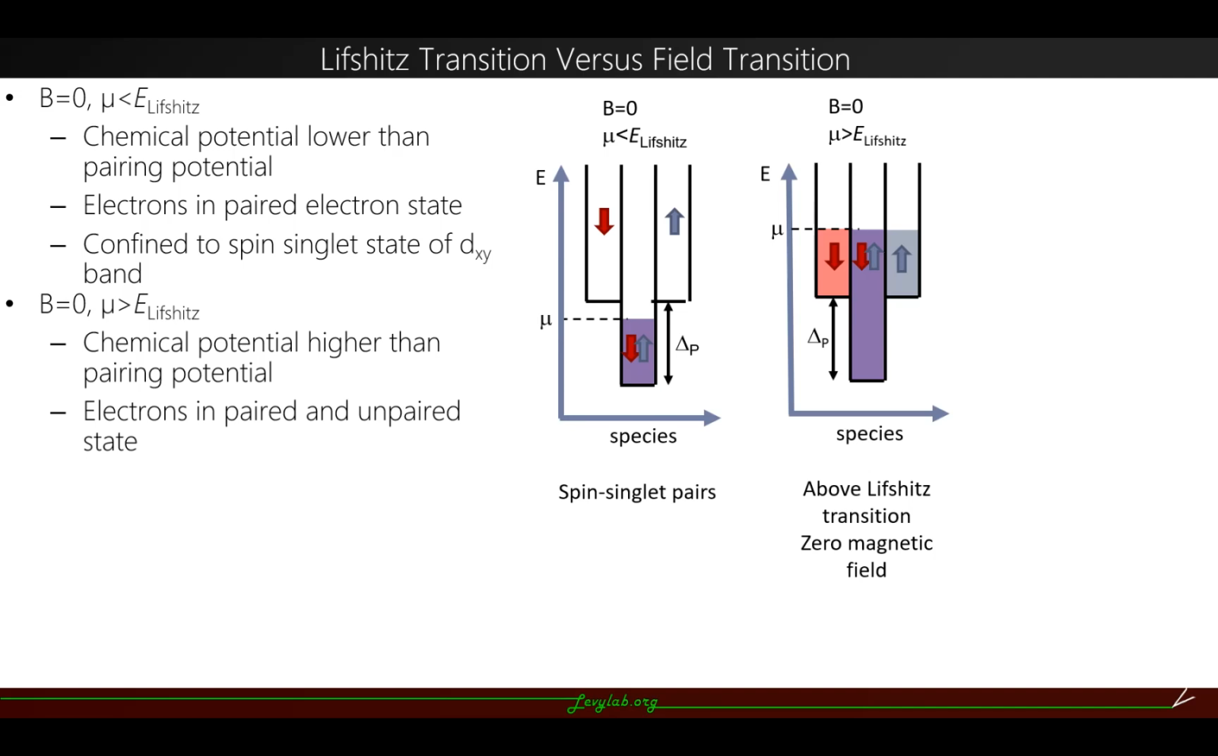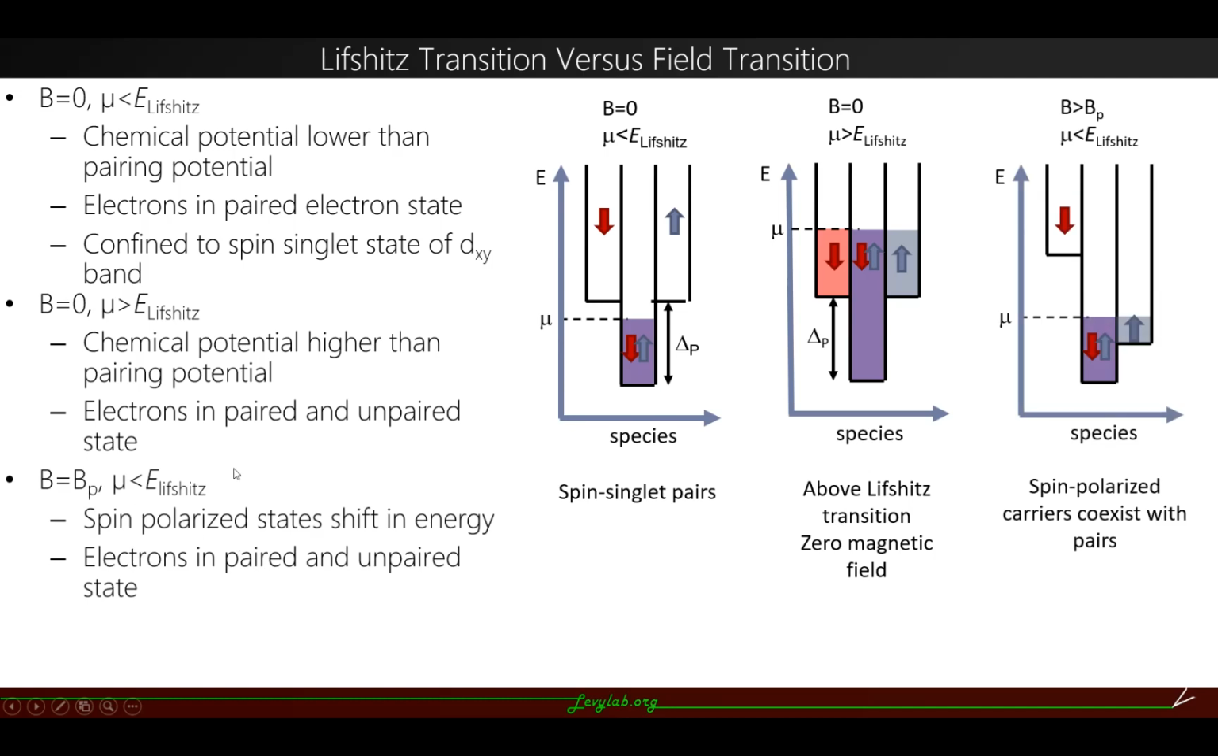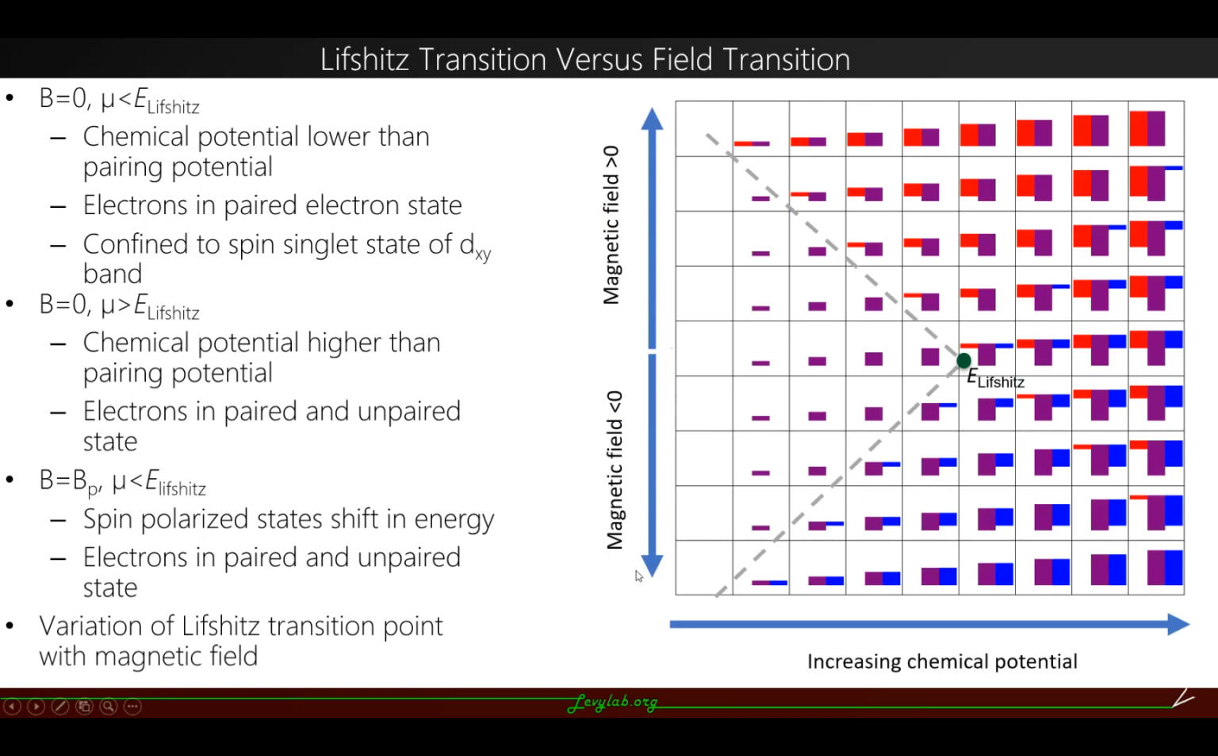This is the approach which has been followed till date, but there is another picture which can be added to it. Now what we do is keep the chemical potential below the Lifshitz transition, but we increase the field. In this picture, the spin polarized states actually shift in energy, and even though we are below the Lifshitz transition point, the electrons can still exist in both paired and unpaired states. In order to elaborate this picture more, I would like to show a simulation.